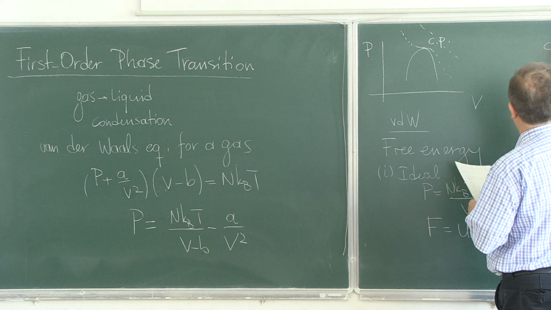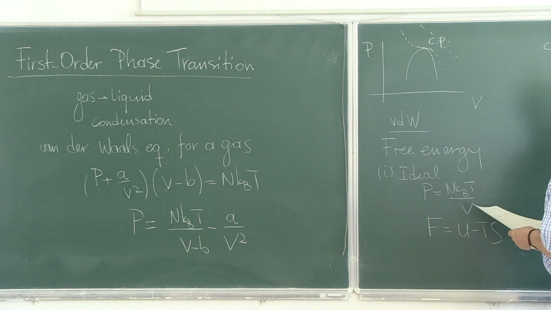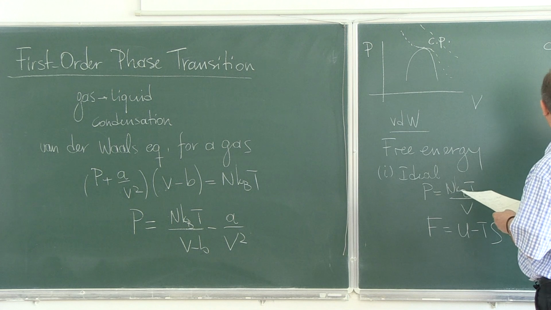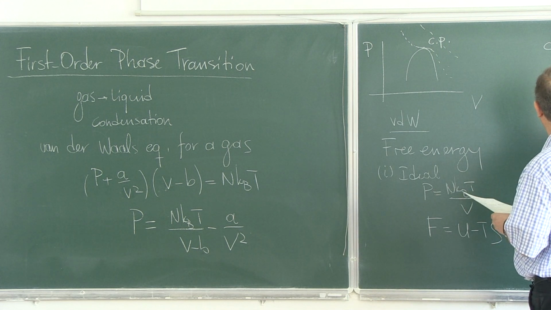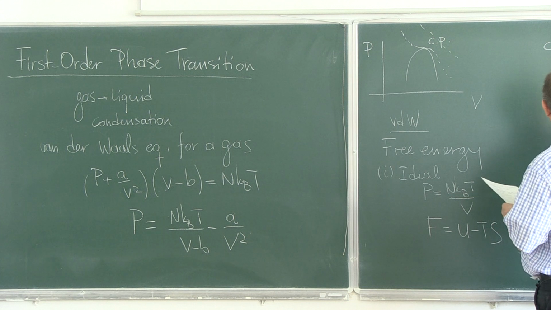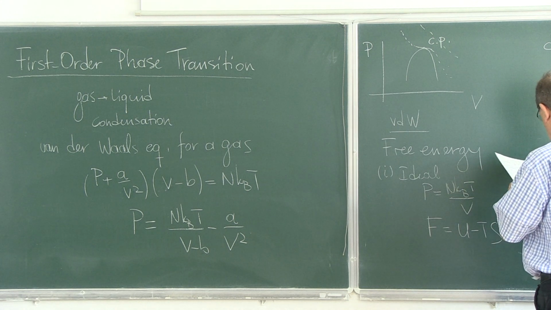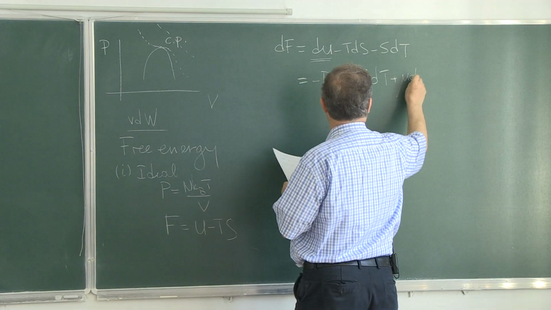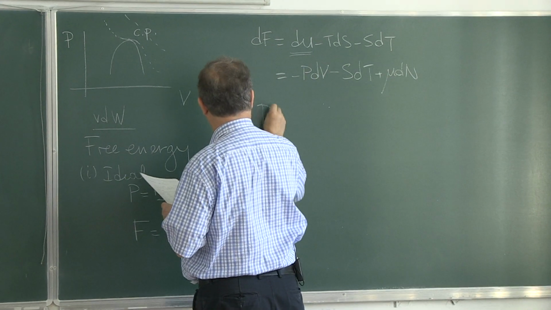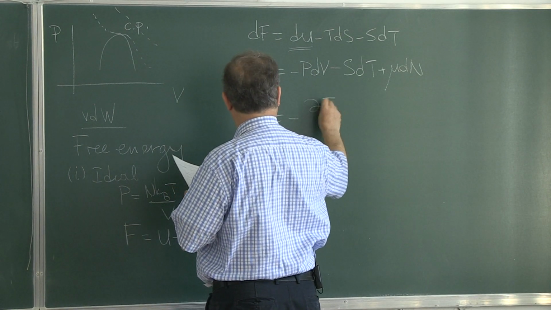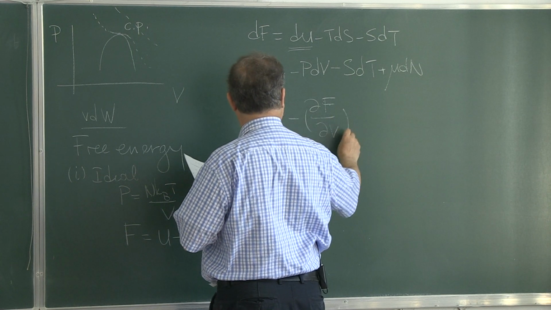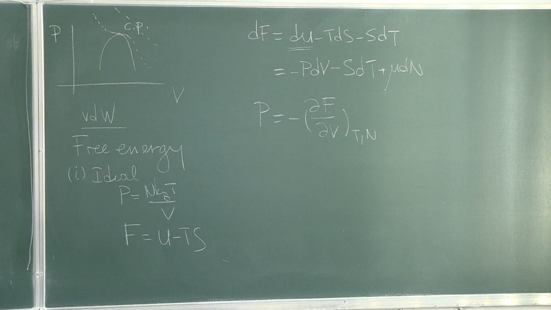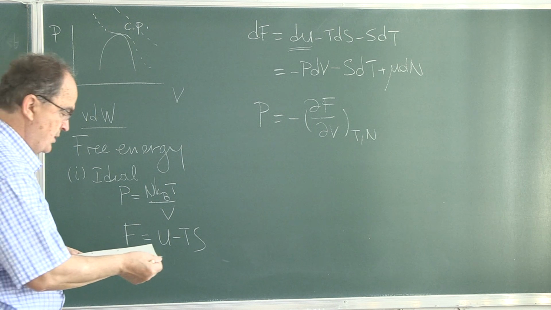So dF is dU minus TdS minus SdT. So that when you put the first law in for dU, you have minus P dV minus S dT plus mu dN. So the pressure is nothing but minus dF/dV, keeping T and N constant. We have done this, I don't know how many times in this course.